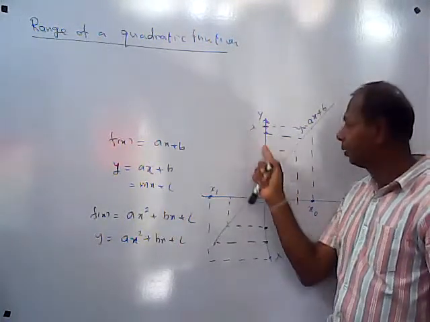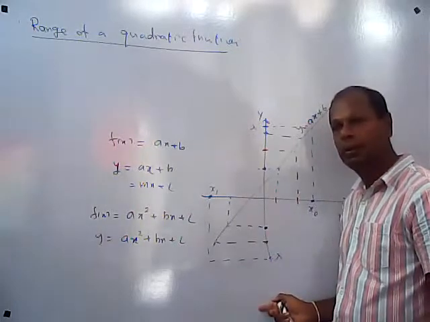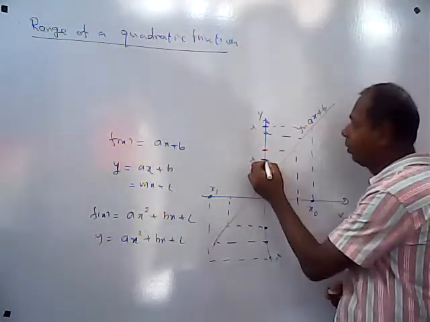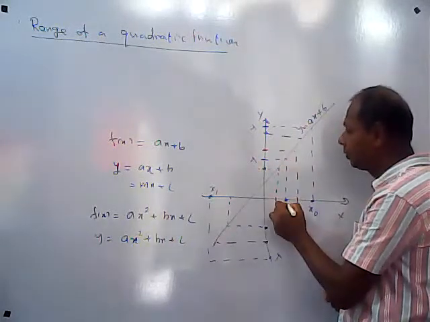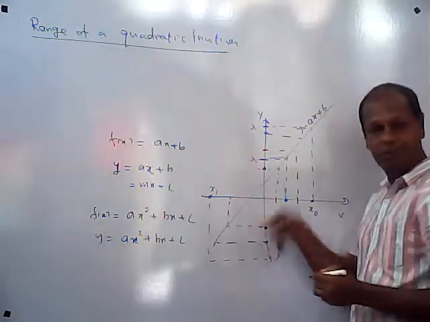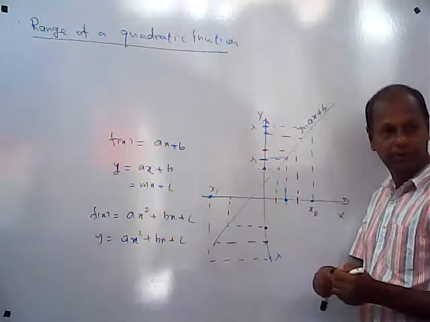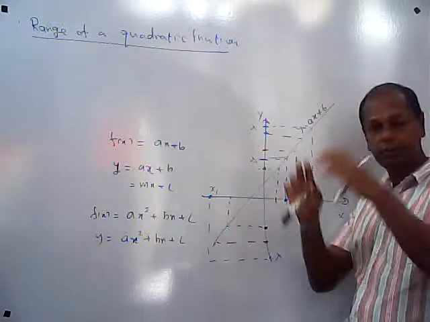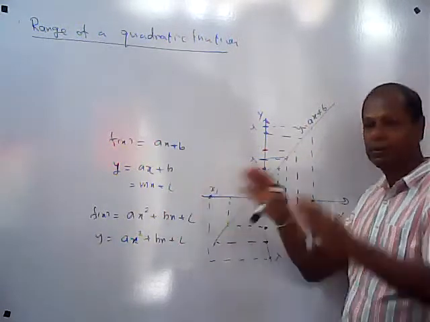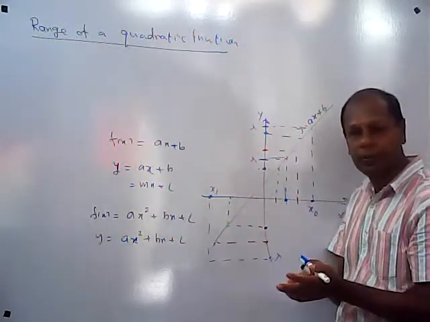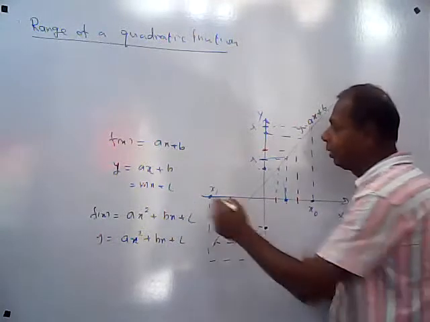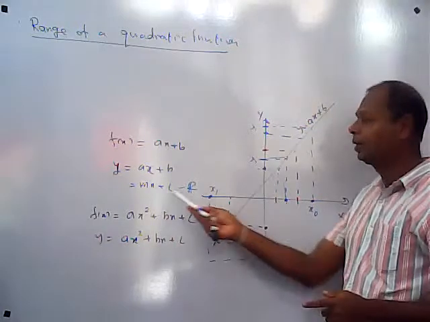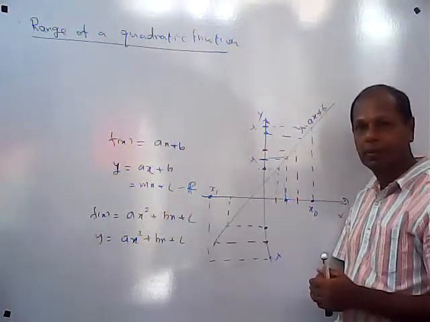So any real number is in the range, because for any real value, you can find some x value which generates this. So when it comes to the range, any real number will be in the range. So the range of a linear function is the whole set of real numbers, right? For a normal straight line, the range is all real numbers.